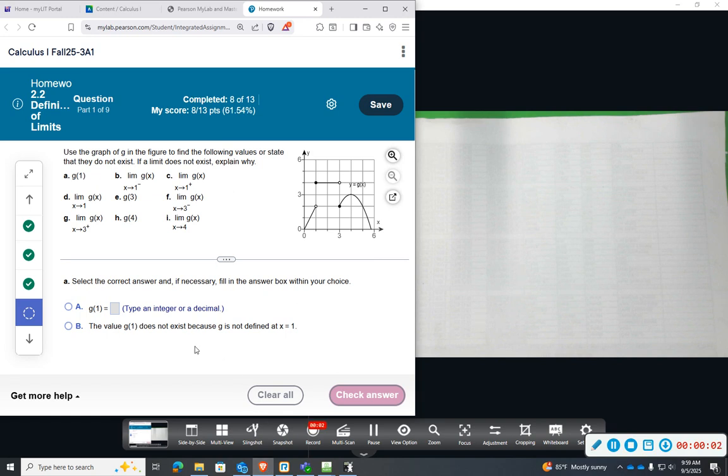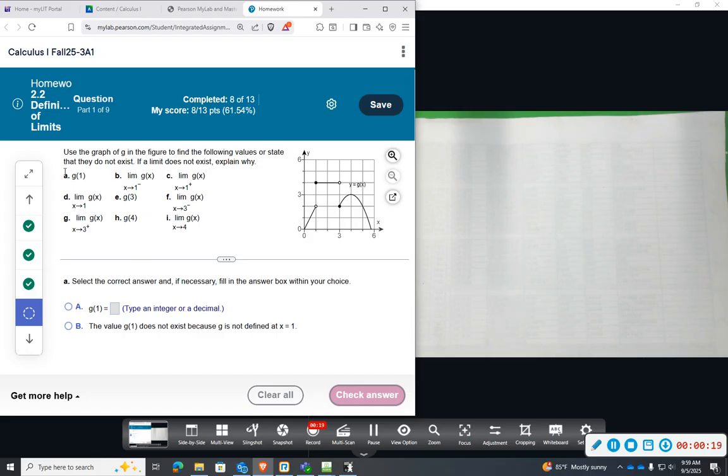All right, number 9, we have 9 parts. We can see A through I. We're going to use the graph of G in the figure. Find the following values, state that they do not exist, or if they do exist, and then we'll explain why.